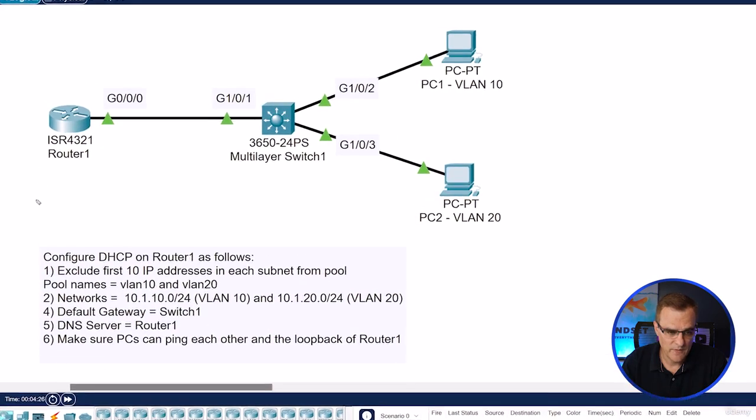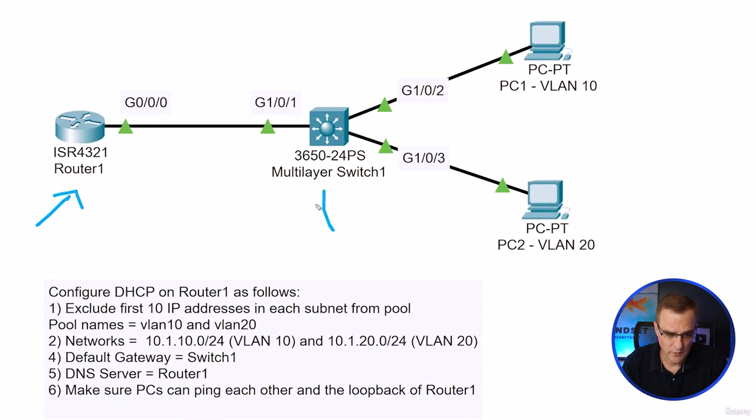In this topology, we've got a router 1 and a switch, but this is a multi-layer switch. In other words, multiple VLANs have been configured on the switch, and it's configured for inter-VLAN routing. That changes things, and that's why it's a little bit more complex than the previous DHCP lab.